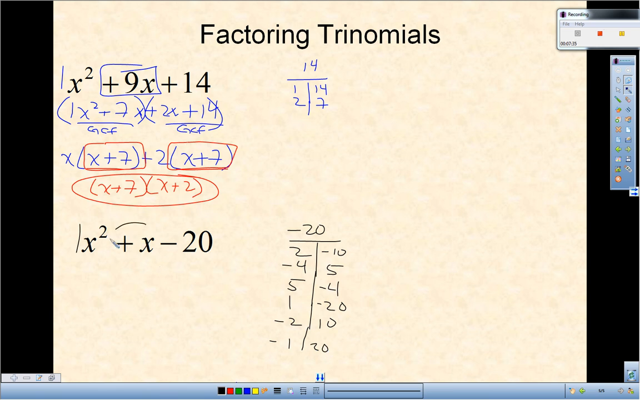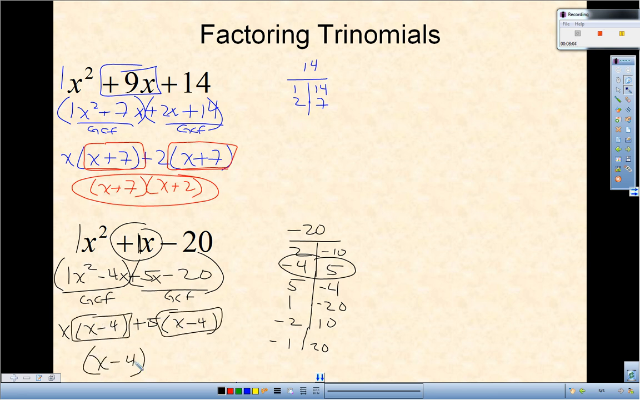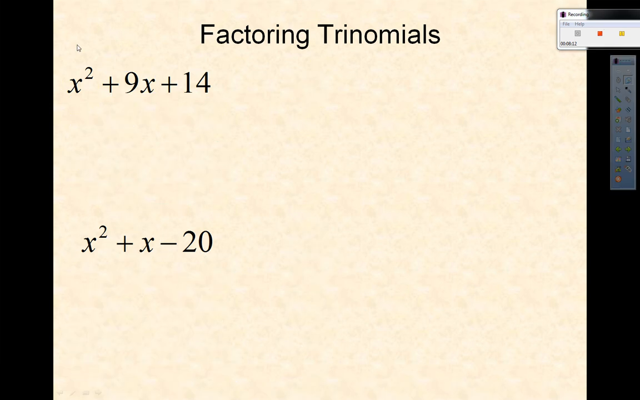But remember, you're trying to get this middle term, which is understood positive 1. Well, what two factors will give me positive 1? I think negative 4 plus 5 would give me a positive 1. So I'm going to have 1x squared minus 4x plus 5x minus 20. I've got four terms, so I'm going to group them. I'm going to look for my GCF in the first group, which would be x, and that will leave me x minus 4. Look for my GCF in the second group, which will be positive 5, and that will leave me x minus 4. I know I did it right because these two match up, so I have x minus 4 is my GCF of that, and what's left over is x plus 5, and that will be my factored form for that. All right, continuing on.